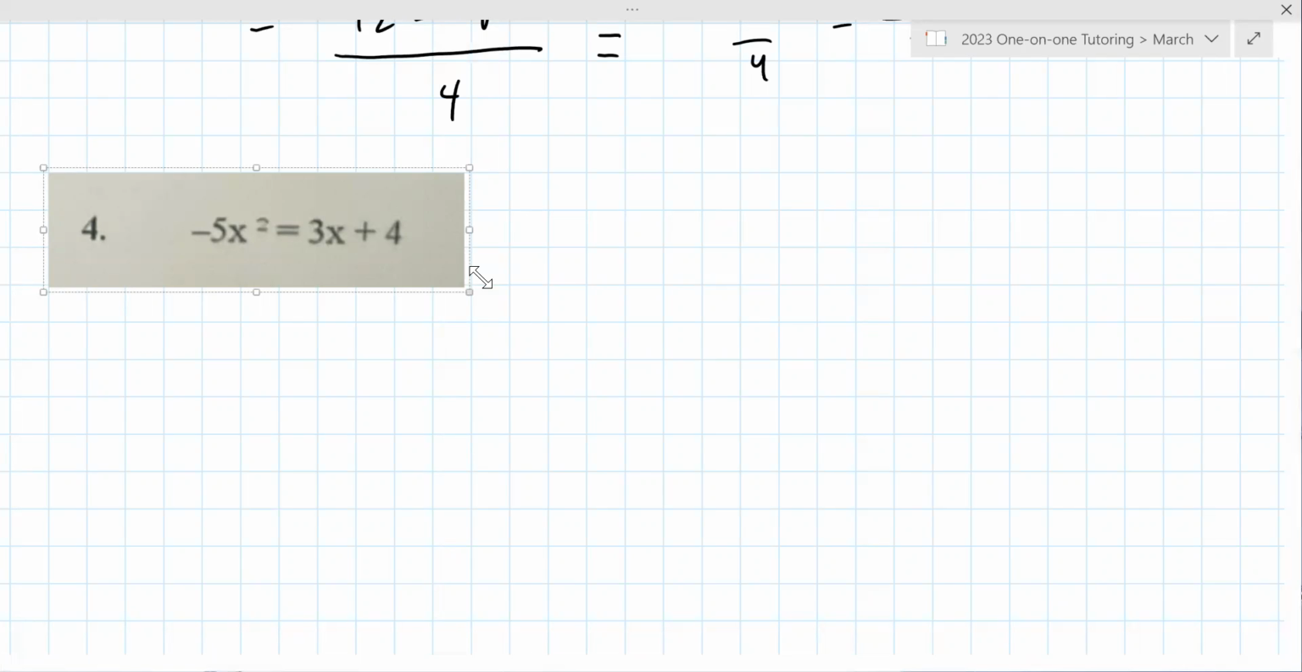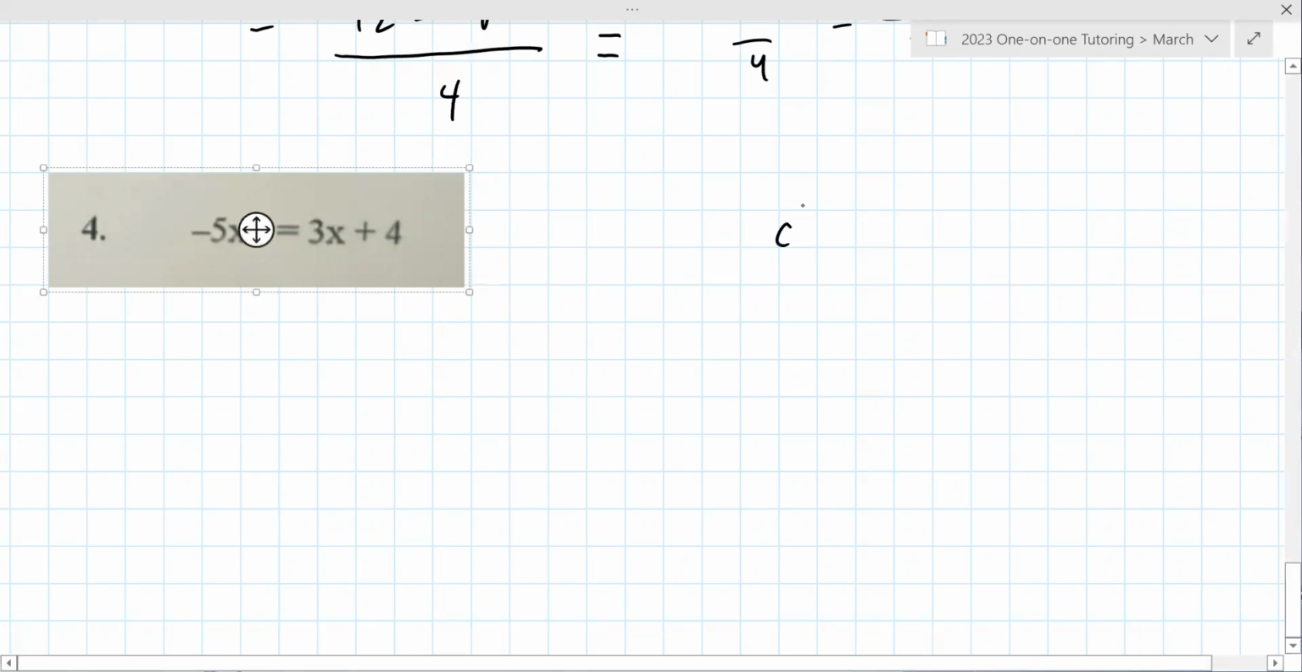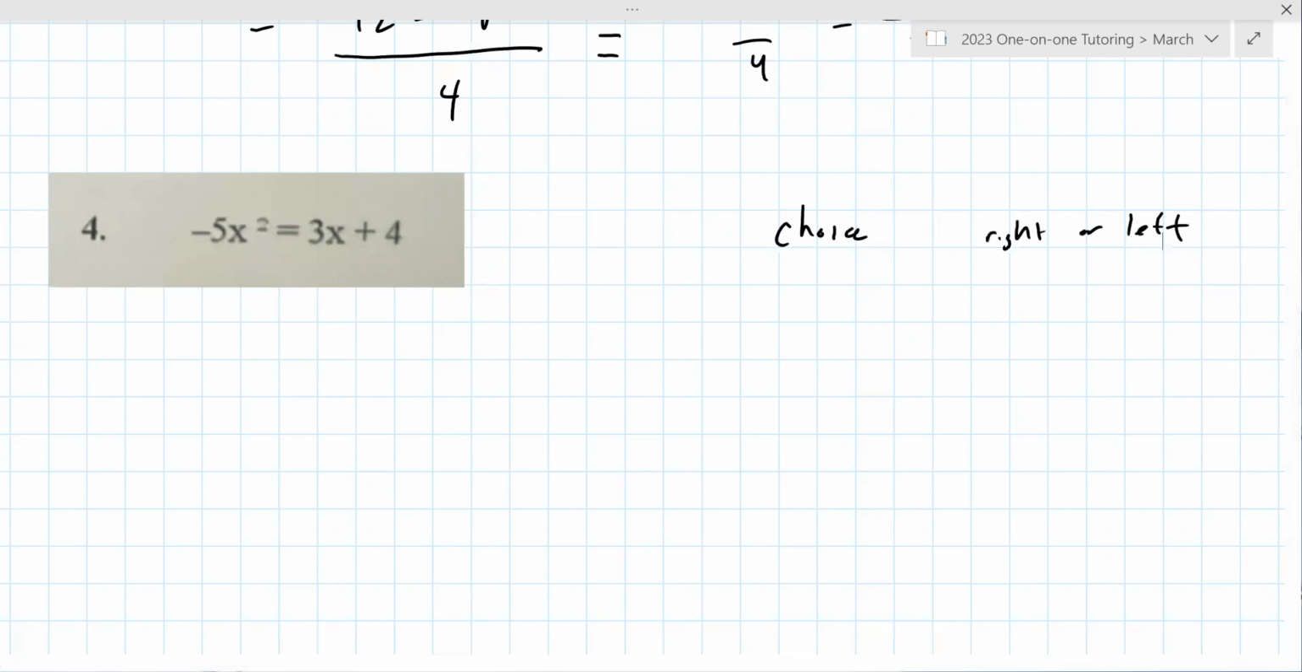Okay, so this one's bad. It's got does not equal 0. You see that? So you're going to have to move things, and you actually have a choice here. You can either move things to the right or left. It really doesn't matter here. And if you want some explanation on why that is, I could definitely show you that graphically.